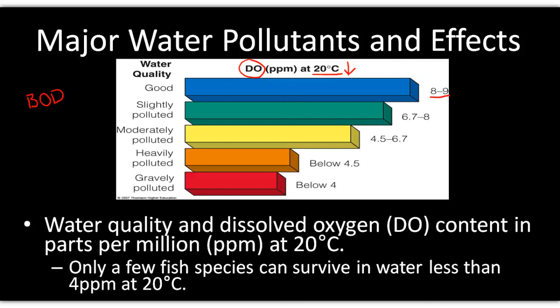And again, the higher the number, the better. We want our dissolved oxygen content to be high. And just as a note, it's marked in parts per million. So one more time: dissolved oxygen high, biological oxygen demand we want low. Okay.